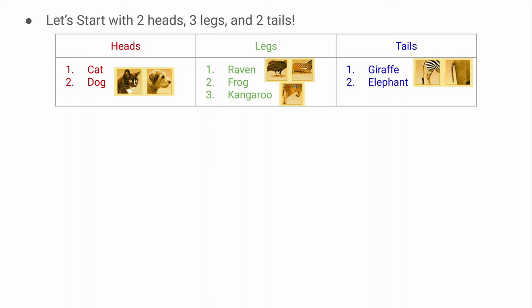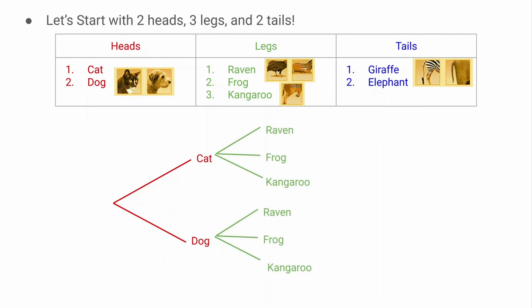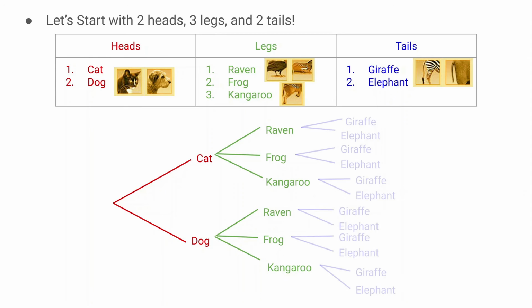So, with a tree diagram, we split up all of our options from each category. So starting with heads, we're going to split up between cat or dog. Then, from whatever head we choose, we can either choose from raven, frog, or kangaroo. So we're going to split it up as such. Then, from each branch, from the leg category, we can either choose from giraffe or elephant. So we're going to split it up again between the giraffe or elephant tails.